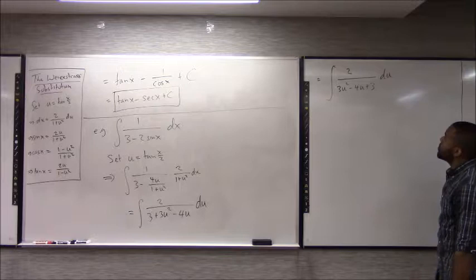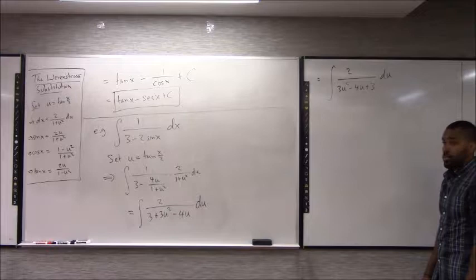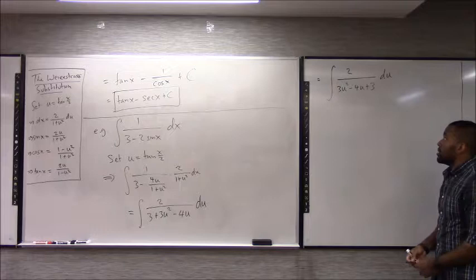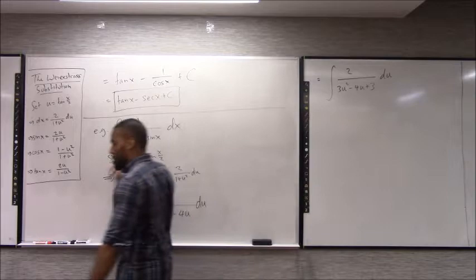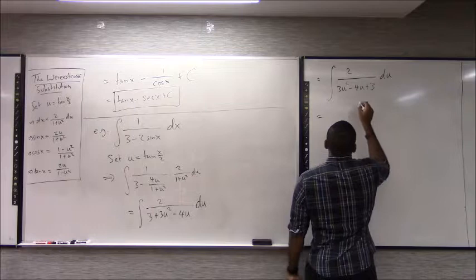Doesn't factor, what other option do we have? Yeah? Complete the square into a trig sub. Right? Now, the question is, are we going to end up in a better trig situation than we started with? Well, let's see. We can take this 3 out.